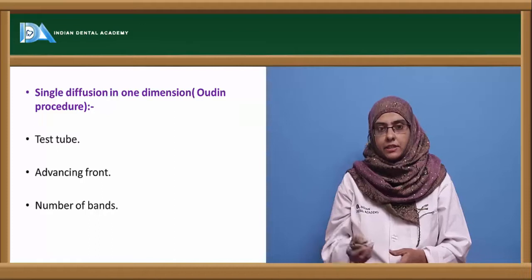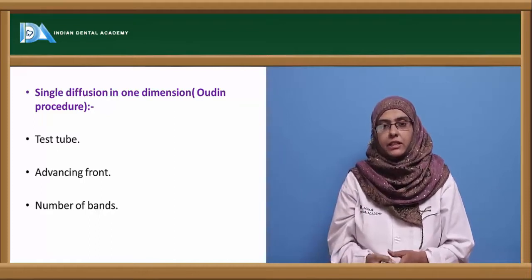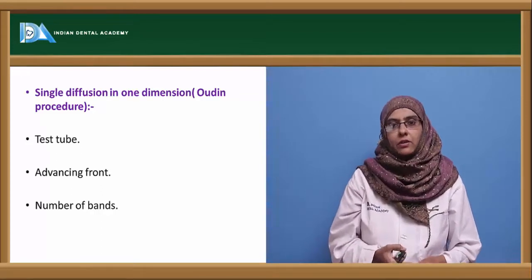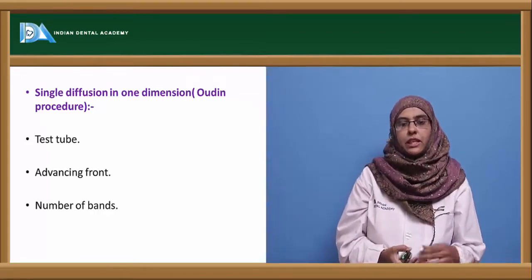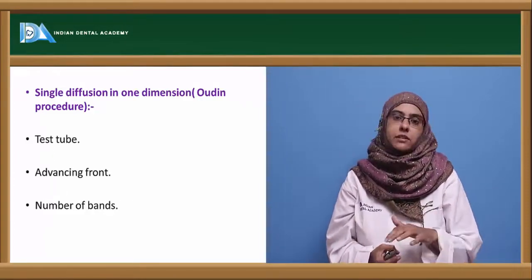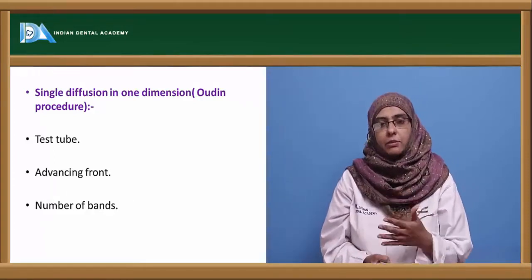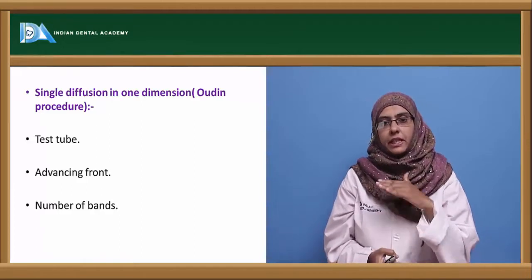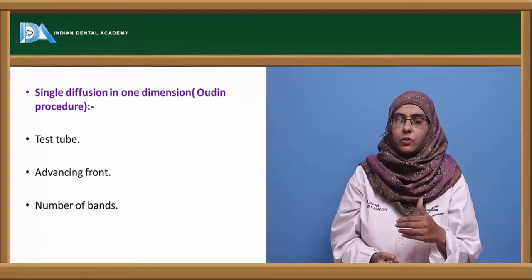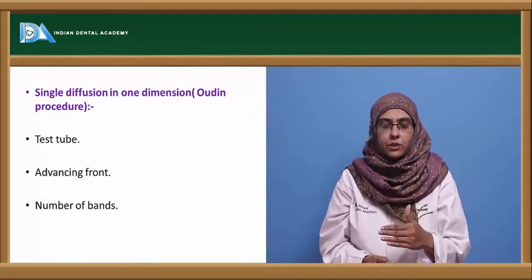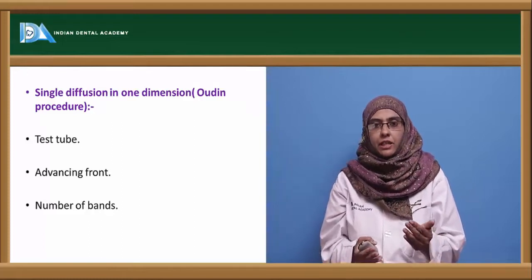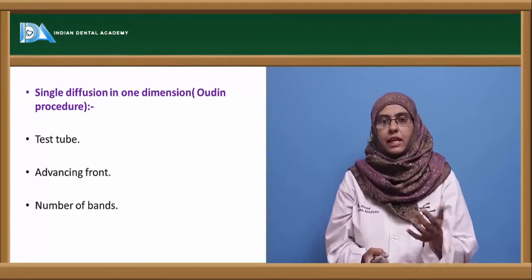Here there are different modifications that are done in immunodiffusion. The first one is single diffusion in one dimension, also called the Oudin procedure, which is usually carried out in a test tube. Here, as we have seen, the antibody is already incorporated in the gel and poured in a test tube, over which the antigen is layered. The antigen diffuses towards the antibody in the gel and forms a precipitant band at a relative proportion of antigen and antibody.